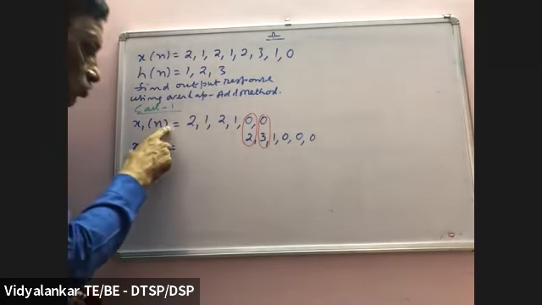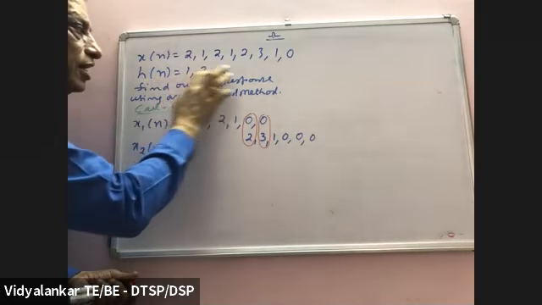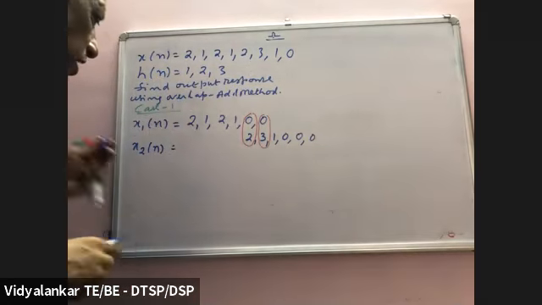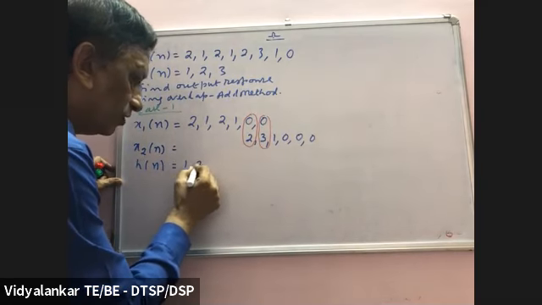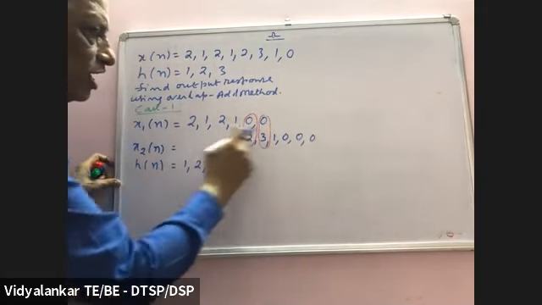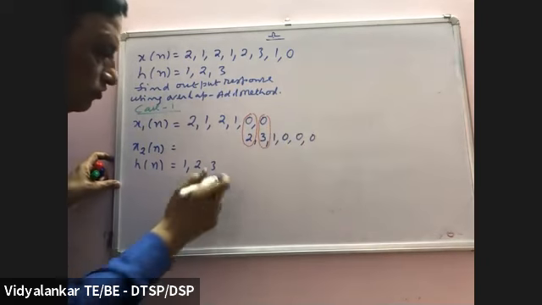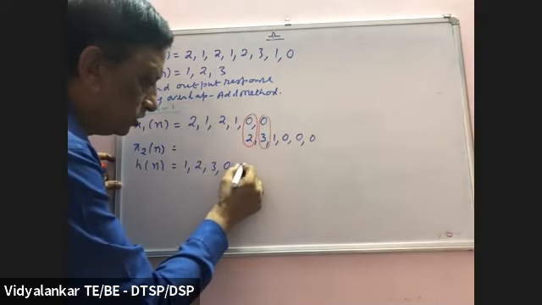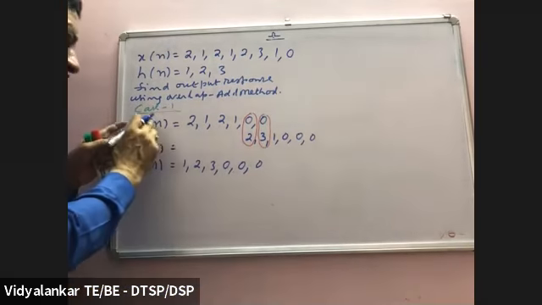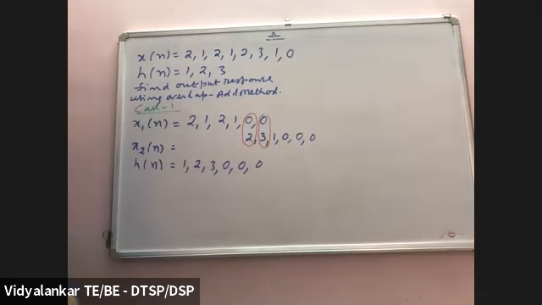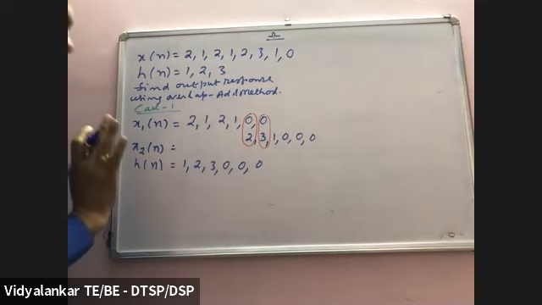Now this x1 and x2 of n we have to circularly convolve with h of n. But in h of n how many samples are given? Only 3 values are given. But in x1 and x2 of n we have 6 values. So therefore I will add 3 zeros to make this h of n into 6 values. So that x1 of n convolved with h of n will give y1 of n output, and x2 of n convolved with h of n will give y2 output. Both y1 and y2 of n overlap, and if you add, you will get the output. This is case 1.